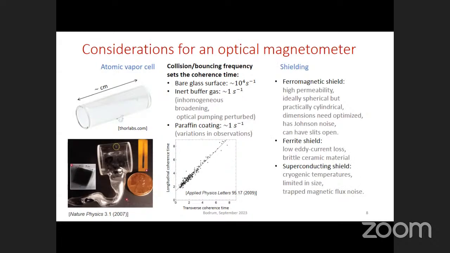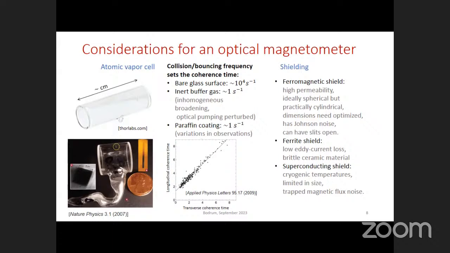And there's also shielding that is very important for an optical magnetometer, because it's very prone to external magnetic fields. If you want to measure the magnetic field of, let's say, the Earth, then of course your system should be open. But if you're trying to measure a magnetic field that is very small and within an enclosed area, you should use some shielding.